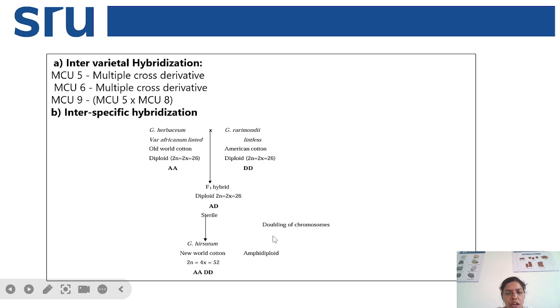It is also called an amphidiploid or allotetraploid. It has the chromosome number 2n equal to 4x equal to 52. Here the chromosomes are doubled, so the genome is also doubled, AADD. So this is about interspecific hybridization.